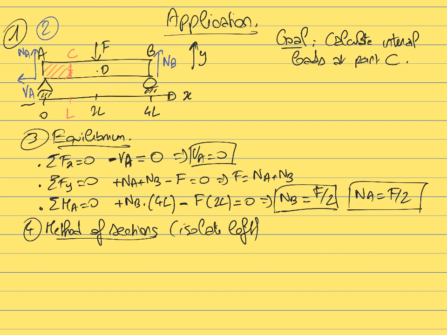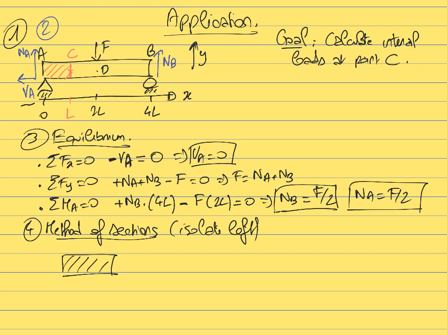Now we define a new system. So we redefine what is the inside and what is the outside. We redefine what is internal and what is external. So we isolate the left. It's useful to redraw a new free body diagram where this time we only isolate a given section. We only isolate the left part.